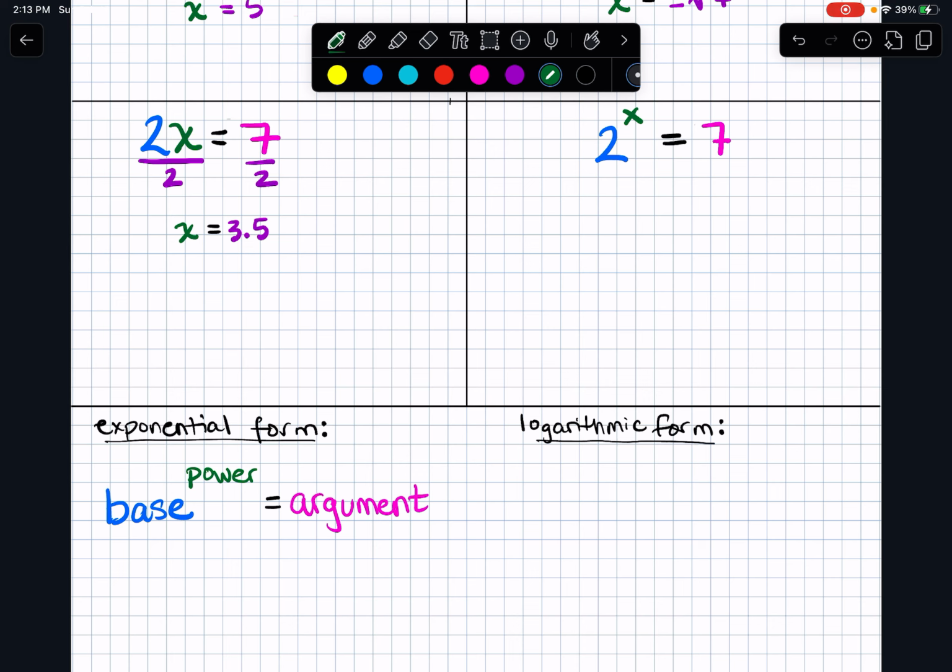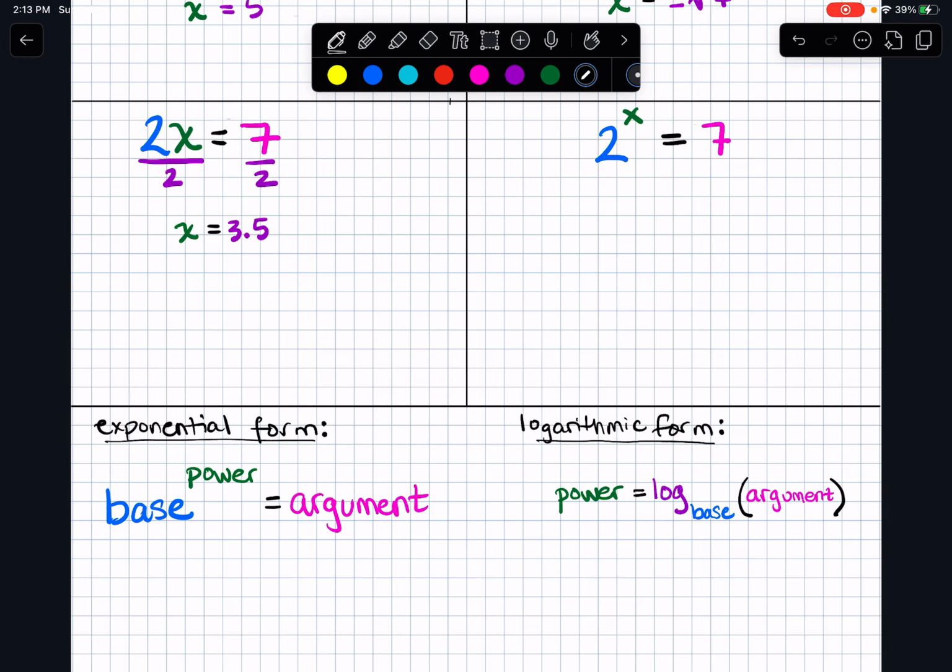So in logarithmic form, our power is equal to the log base of our argument. So you can think of a log as just telling you what exponent would you need to end up with the argument in your equation.